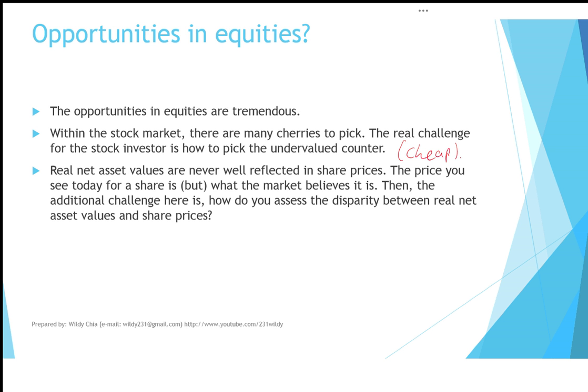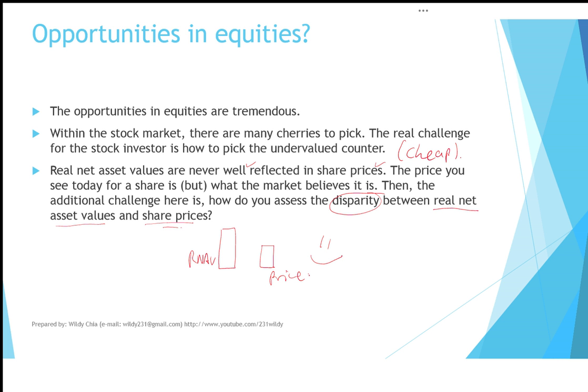So real asset values are never quite well represented in share prices, because the price that you see for a share today is only but what the market believes it is. Right? And the market can be very irrational. So the additional challenge here is really, how do you assess the disparity between real net asset values and share prices? Is the disparity attractive enough for you as an investor to invest in the company? Or is it not attractive enough at all? So obviously we'll hope that the real net asset value should be greater than the price for the share. Because where the price that you pay is much lesser than the real net asset value, that's where as a stock investor you have picked up a bargain.